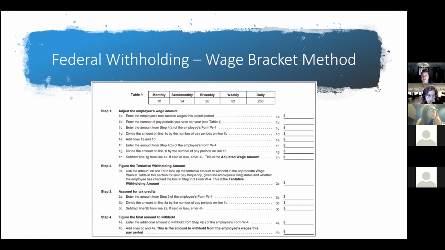So this is the worksheet, and they do provide you this worksheet, but I would be very, very familiar with it so that you can calculate withholding by hand when needed.